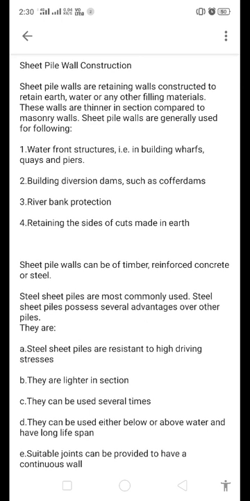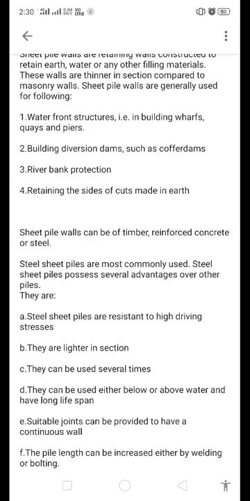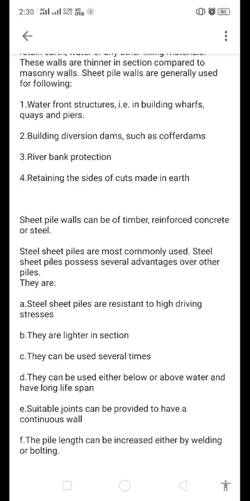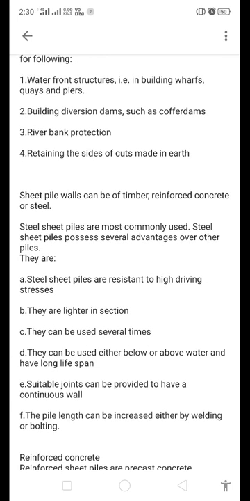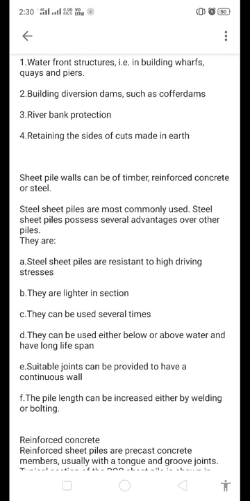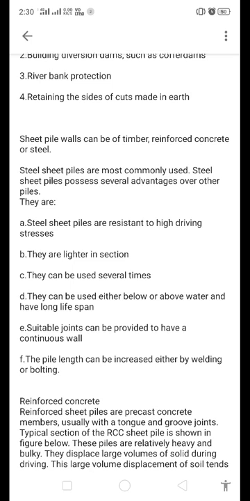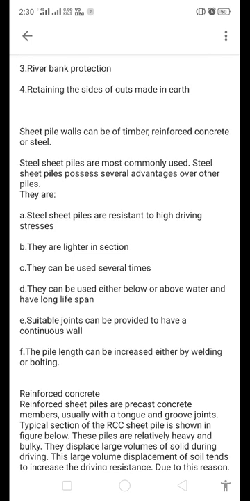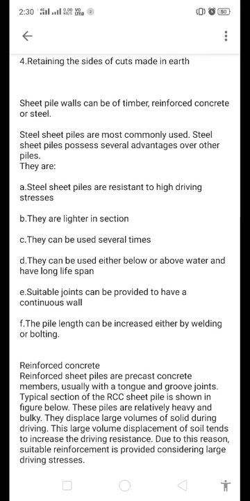They can be used as a waterfront structure. They can be used as diversion dams such as cofferdams. I am just giving you information now. River bank protection, and the retaining side of a curb made in the earth. So these can be the applications.